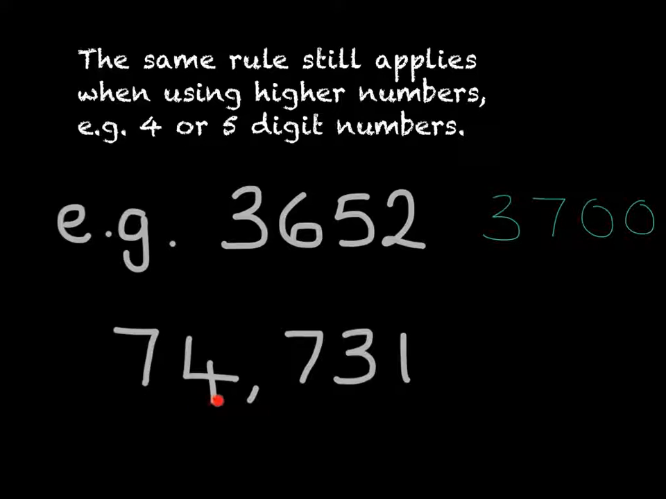And the number 74,731, again, we just need to focus on the tens column and ignore the rest of the number. It makes no difference. So 74,731 is going to round down to 74,700.